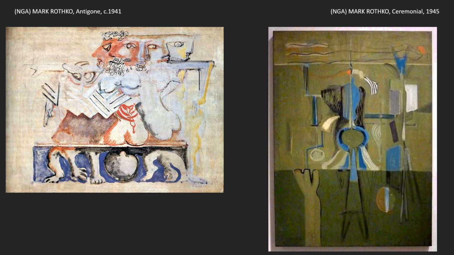Just like Gorky comes from Turkey, right? But that's not necessarily that important insofar as bringing non-American ideas here. It's just part of his background. His name is Marcus Rothko originally.